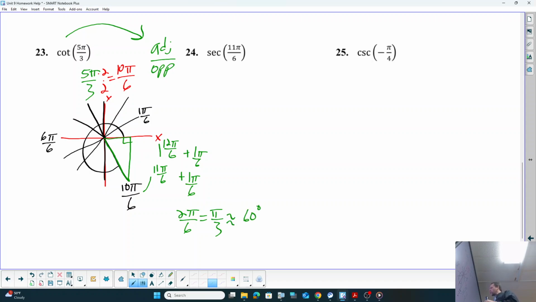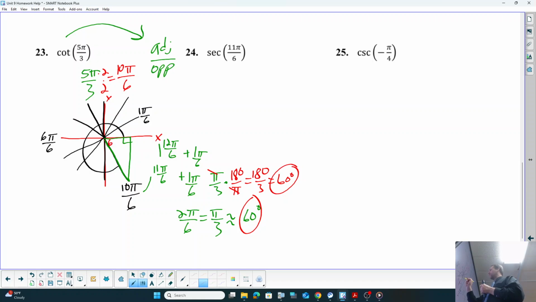Now, if you're not sure, you could go ahead and convert that. So you would do pi over 3, and you would times it. Do you remember how to convert it to degrees to make sure? You times it by 180 over pi. Pi's cancel. You're left with 180 over 3, which is equal to 60 degrees. So this is 60 degrees for our reference angle, okay? So that's our reference angle, good.